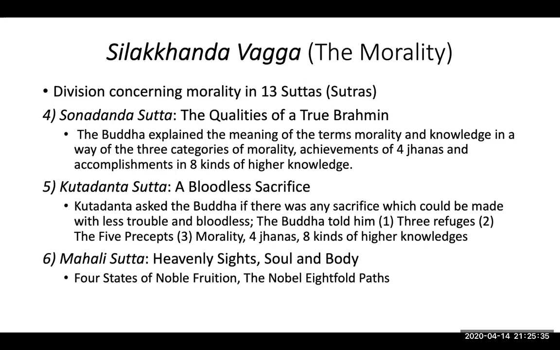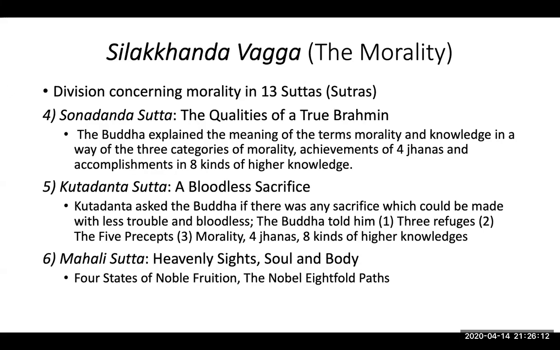Kutadanta asked the Buddha if there was any sacrifice which could be made with less trouble and bloodless. Before the Buddha was enlightened, the Brahmins committed religious rituals and sacrifice. For sacrifice, they chose some living organism, sometimes an animal, and in extreme cases, sometimes they even took a human life.